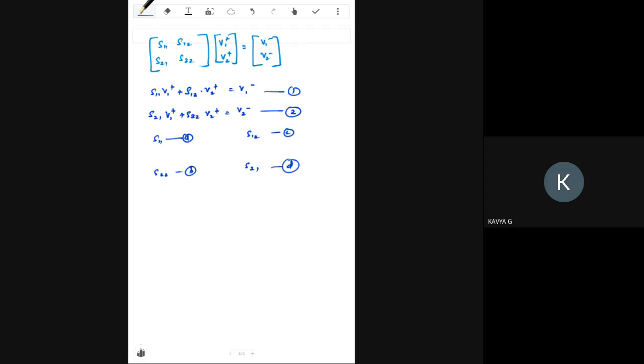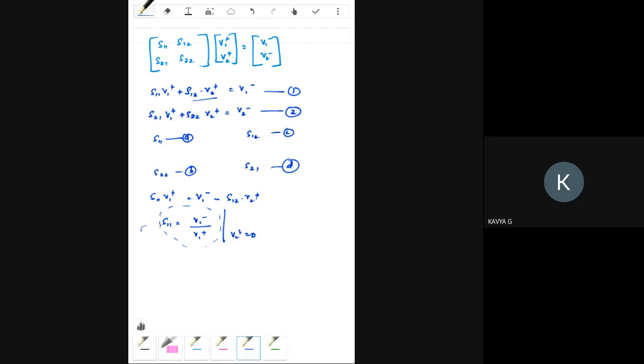So let us start with the first one. How to write S11? I have V1 minus, and I can bring the other term to the right side, S12 V2 plus. So S11 is V1 minus by V1 plus, provided that V2 plus equals 0. Remember, this is a very key thing. I am keeping V2 plus as 0. Similarly, I am going to write what S12 is.